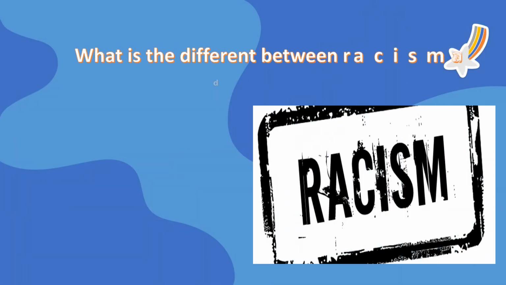Number 4. What's the difference between racism and discrimination? Before I made this presentation, I thought there was no difference between them. But now I figured out there is a lot of difference between them. Here I have 4 differences between racism and discrimination. First of all, racism. Racism is a belief that race affects human abilities and traits, and that a particular race is superior to others.